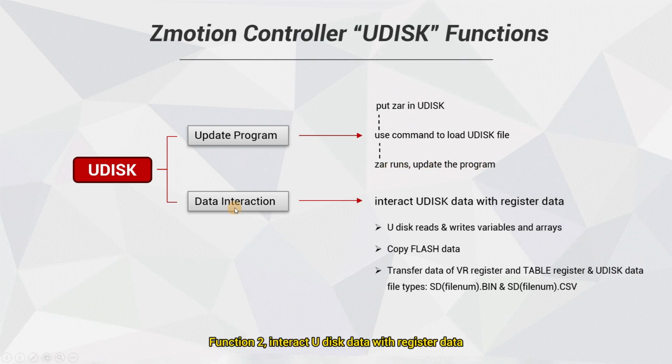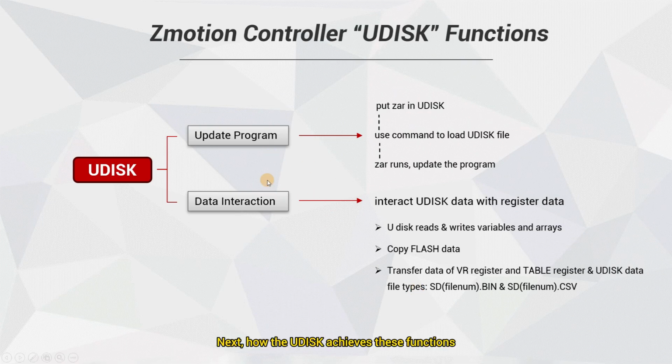Function 2, interact UDISK data with register data. It can read and write variables and arrays. Data in Flash, VR, and table registers can be transferred into UDISK data mutually. You only need to note the file types. Different commands operate different file types. For more details, please refer to the RT Basic Manual.